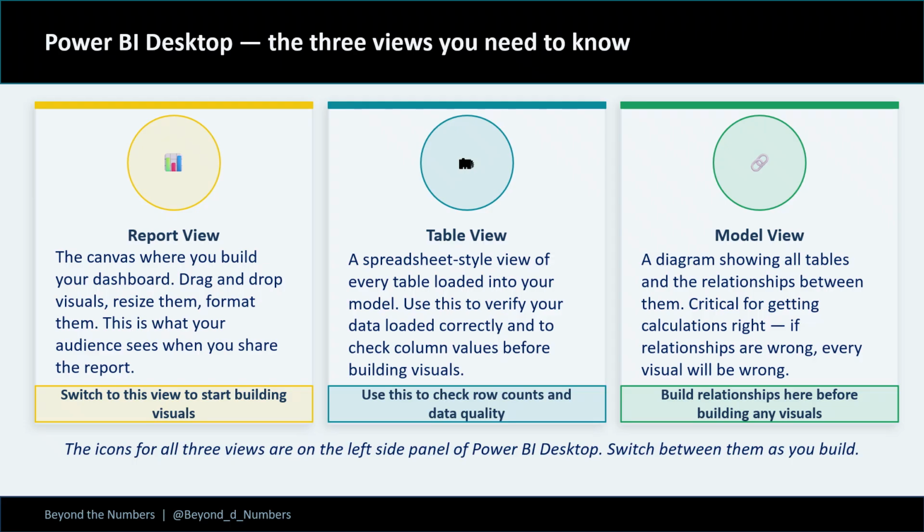Use this to check that your data loaded correctly before you build anything. Verify row counts, check column values, and so on. Then you have the model view, the relationship diagram showing how your tables connect. This is the most critical view to get right. If relationships are wrong, every calculation and every visual will be wrong. So you build relationships here before you build any visuals. The order matters. Table view to verify your data, model view to set relationships, then report view to build.